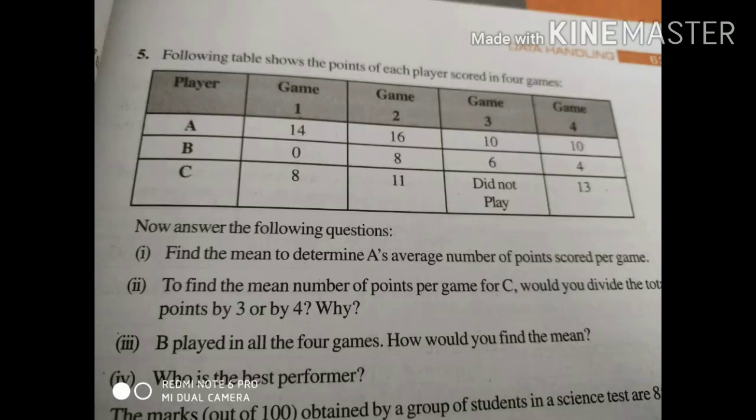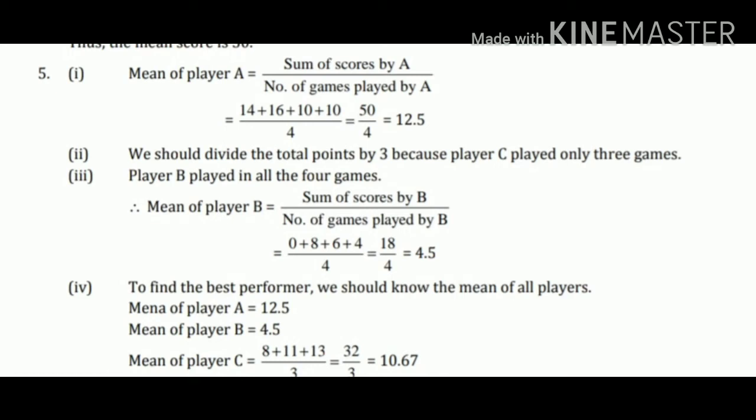In the fifth question, second part, you have to find the mean of player C. They have also asked to explain how many points will you divide it by 3 or by 4. So we can say we'll divide it by total number 3 because C has played only 3 games. He has not played 4 games. So we'll take the total games as 3. So now in the third part, you have to find the mean of player B. So you know the score is 0 plus 8 plus 6 plus 4 and then he has played 4 games. So the answer will be 4.5.